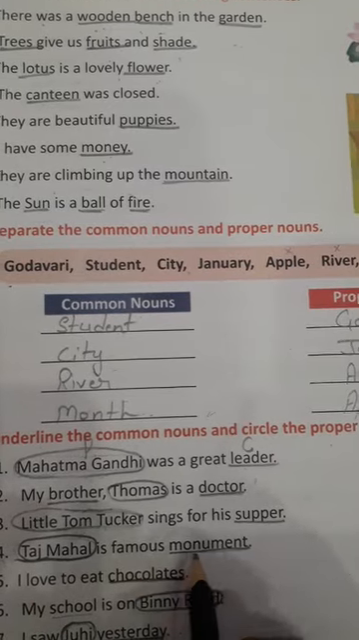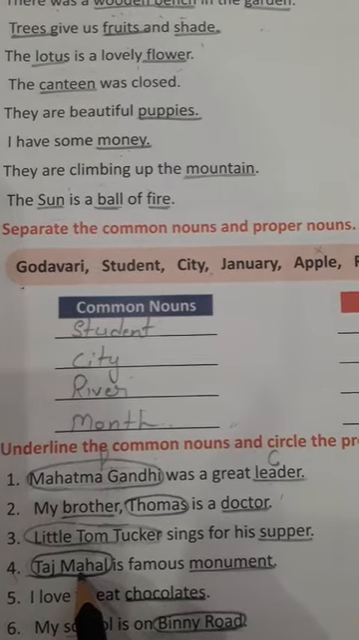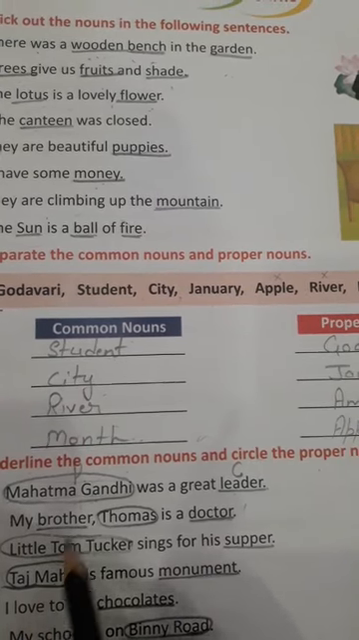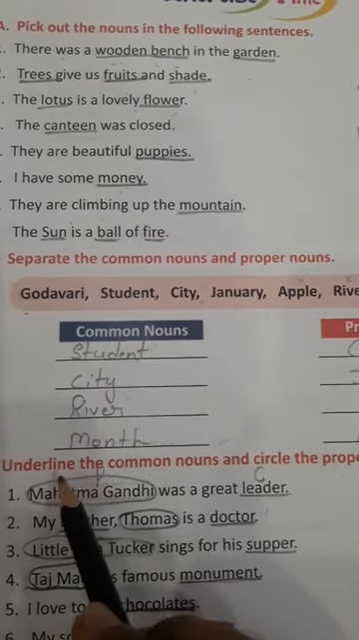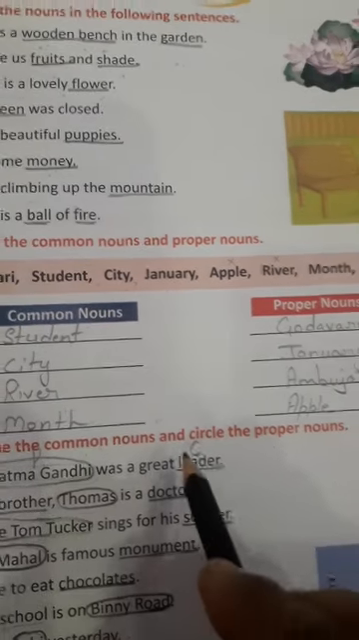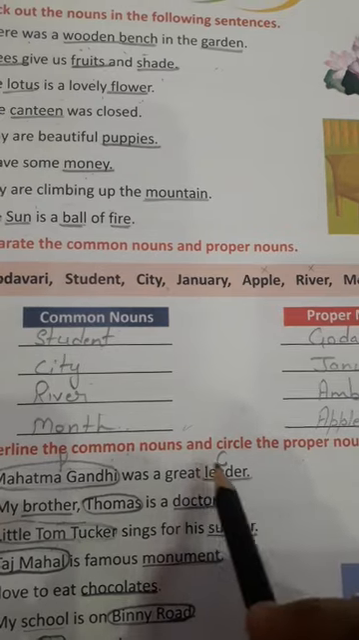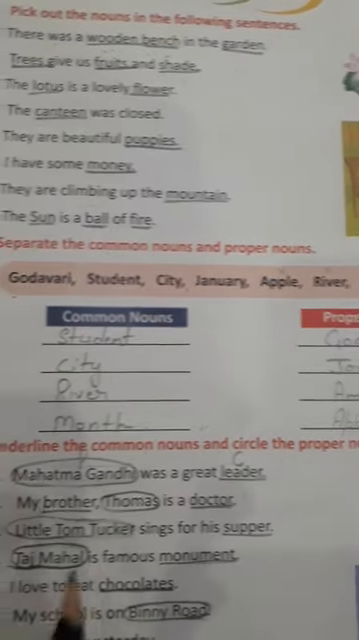Taj Mahal is a famous monument. Taj Mahal is a proper noun. I have put a circle here. I am doing it according to the question. I am underlining the common noun and drawing a circle on the proper noun. Okay. If you want, you can mention it like this also.